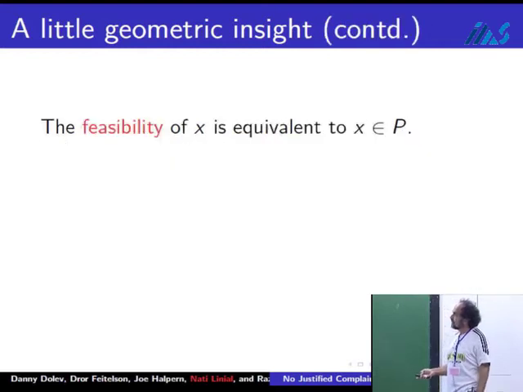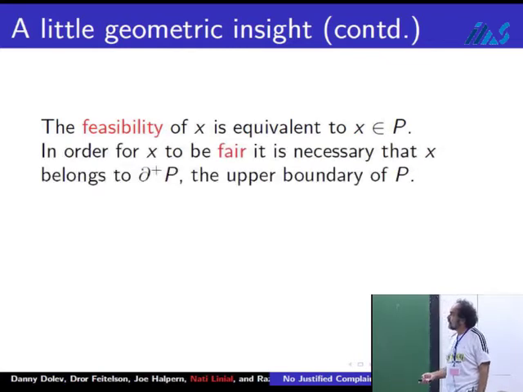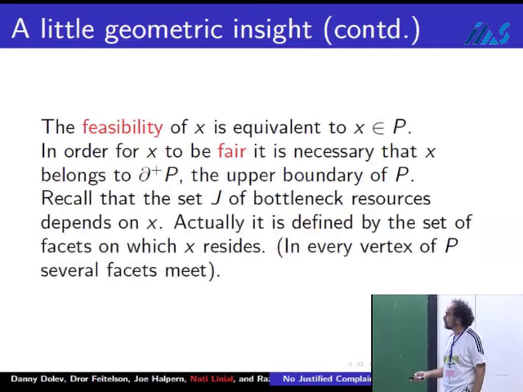From this geometric perspective, what does it mean that the solution is feasible? It just means that x is in this polytope P. Fairness means that x has to sit on the upper boundary. So I'm using this notation for boundary just to make sure that I'm not talking about the hyperplanes x_i equals 0. So this just refers to the upper part of the boundary of this polytope. So in order to be fair, you have to be on the boundary. There are more conditions there. It's more subtle, but it's necessary. So we're looking for points on the upper boundary of P.